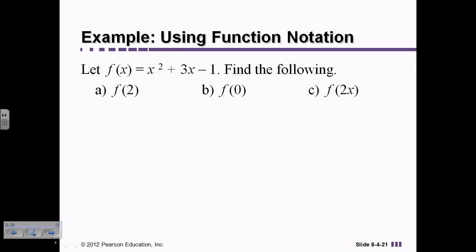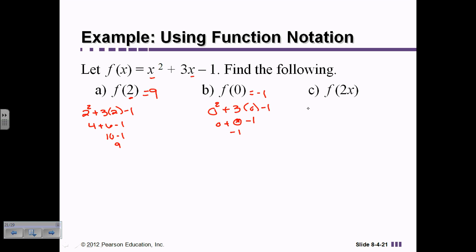So this one's a little bit more complicated, so let's see what it's telling us. It wants us to substitute 2 everywhere that there's an x. So we're going to have 2 squared plus 3 times 2 minus 1. So it's 4 plus 6 minus 1. So it's 10 minus 1, which is 9. So f of 2 equals 9. For f of 0, we're going to put 0 in everywhere that there's an x. So 0 squared plus 3 times 0 minus 1 equals negative 1. So f of 0 is negative 1.